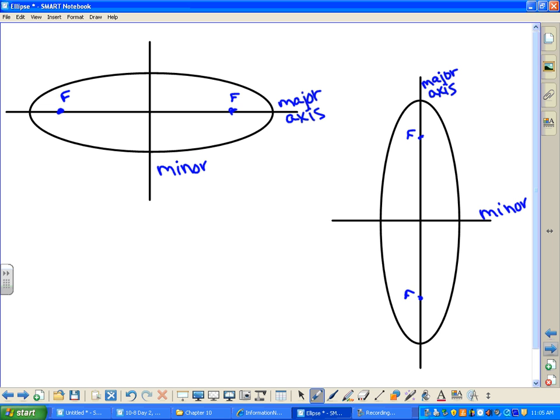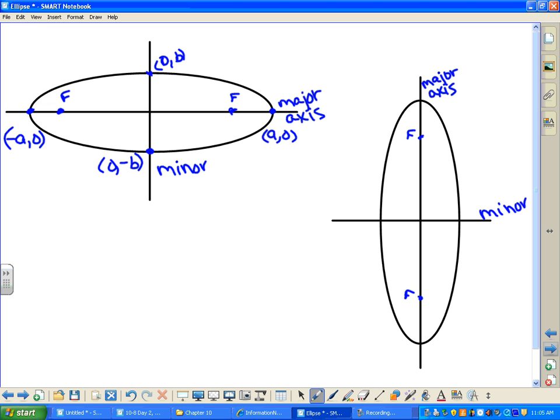It turns out that we call this point right here, this point has coordinates a comma 0. This one is 0 comma b. Over here, this point is going to be negative a comma 0. And this point has coordinates 0 comma negative b. And that's important for the equation.